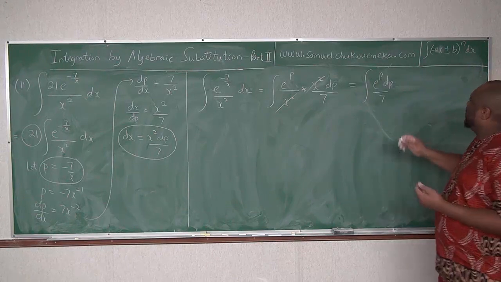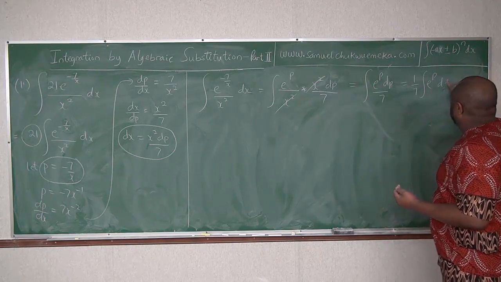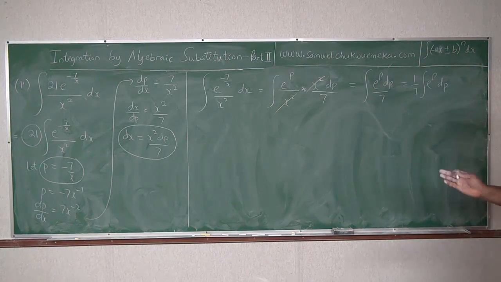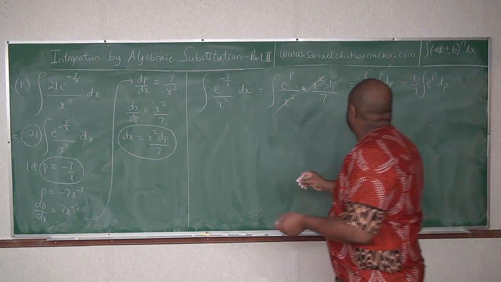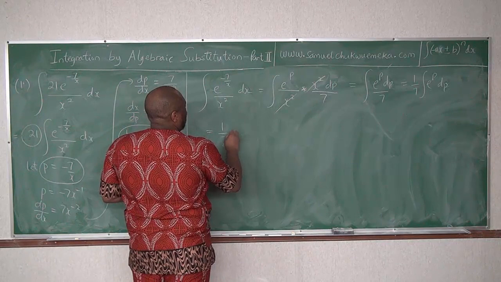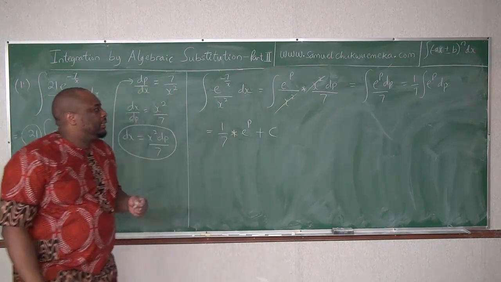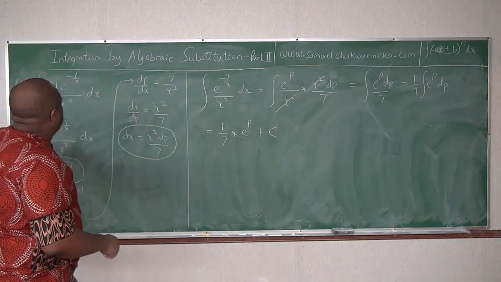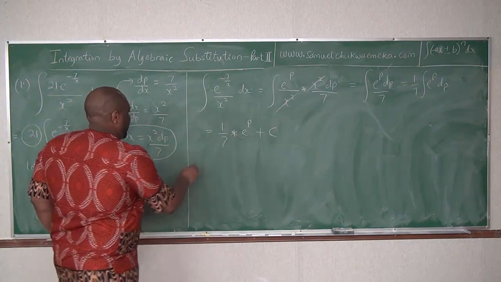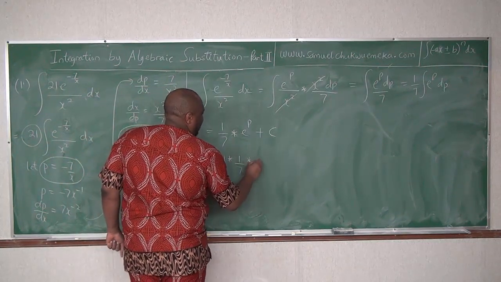So this is 1/7 times the integral of e^p dp. The integral of e^p dp, of course, is e raised to the power p plus the arbitrary constant c. Now we will not forget this guy, so let's go ahead. We now have 21 times 1/7 times e.